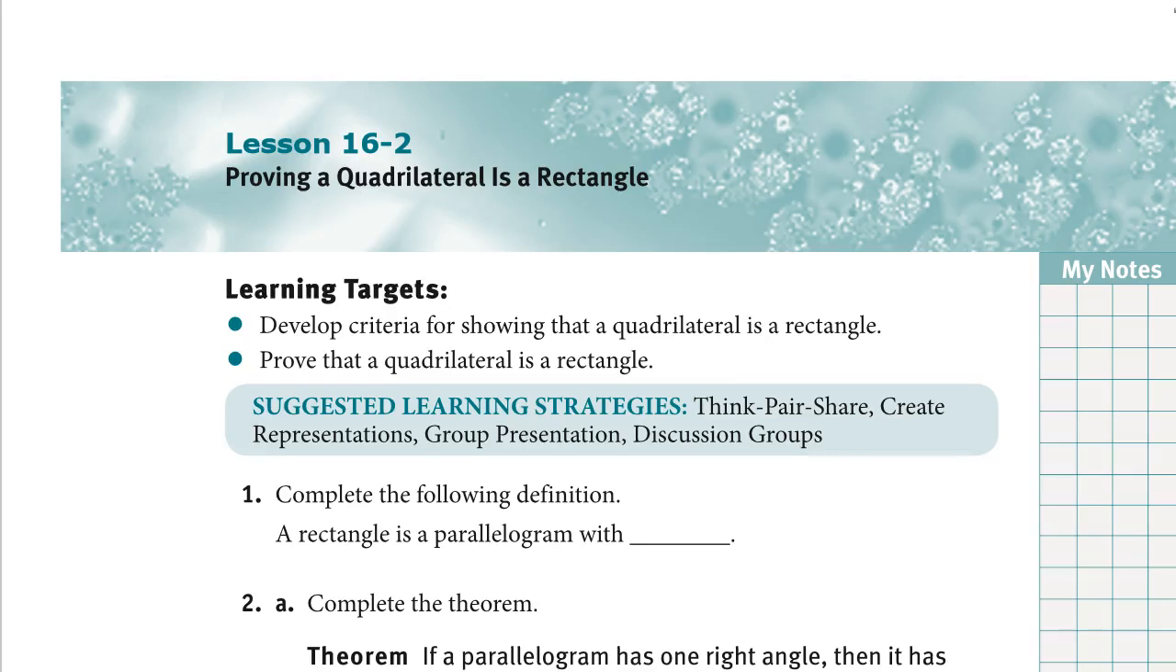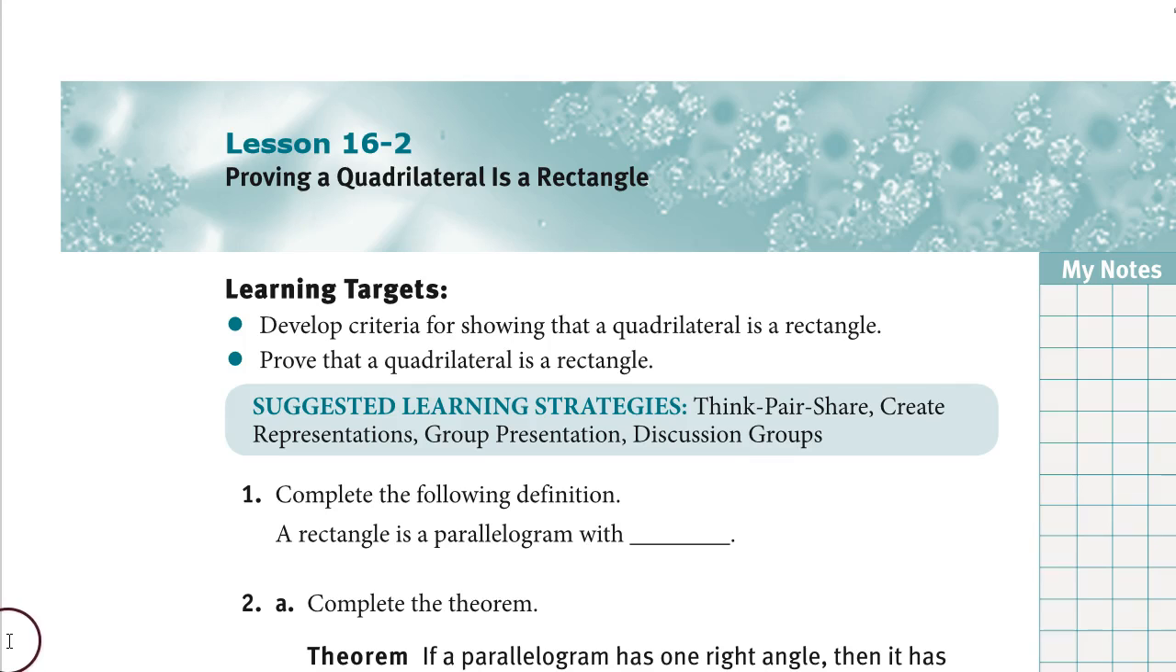This video is for lesson 16-2, proving a quadrilateral is a rectangle. Learning goals are to develop criteria for showing that a quadrilateral is a rectangle and then to use those criteria to prove that things are rectangles.